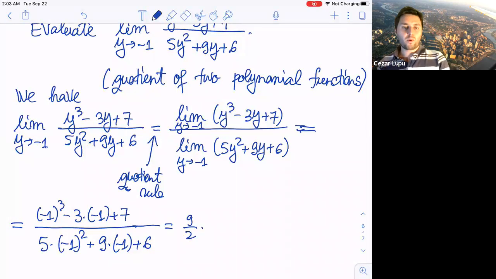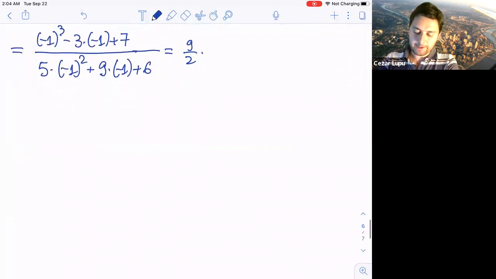So it was pretty straightforward. It was nothing else than just applying, well, I skipped a bunch of rules. I applied the power rule and the multiple by a constant rule, the sum rule, whatever. But it's quite clear at this point how we can operate with these polynomial functions. Okay, now I want to point out the following remark.